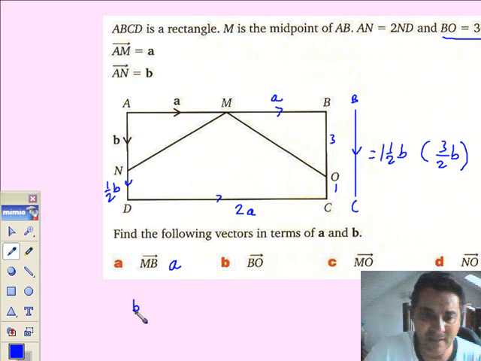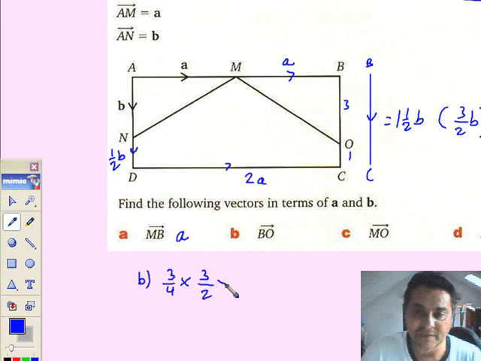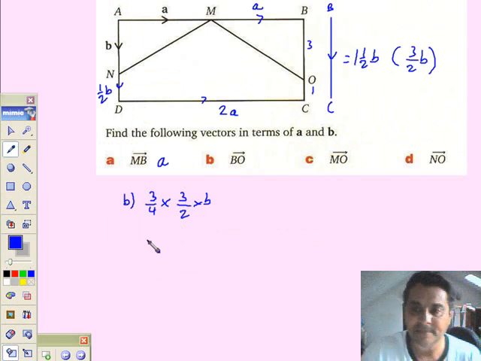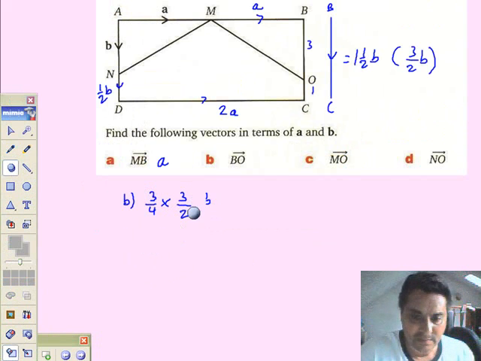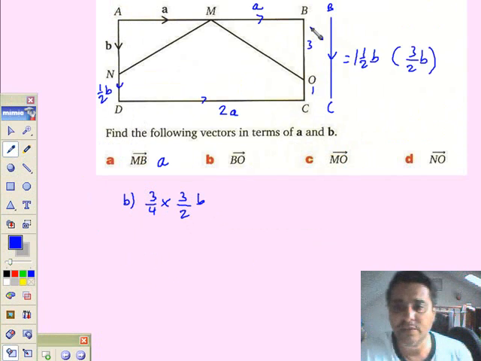So let me do the maths here. I'm looking at 3/4 of vector B to C, which is 3/2 of a b, isn't it? Is that alright? I don't need a times there. Just put a b then and be happy with it. So, alright, 3/4.